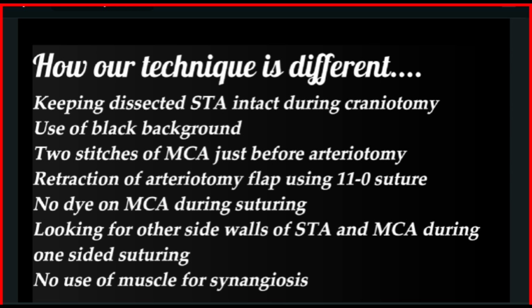How our technique is different: keeping the dissected STA intact during craniotomy. Use of a black background during anastomosis. Two stitches over the adventitia of the M4 MCA just before arteriotomy. Retraction of the arteriotomy flap using 11-0 ethylene suture. No dye on the MCA during suturing. Looking for the other side wall of the STA and MCA during one-sided suturing. No use of muscle for synangiosis.